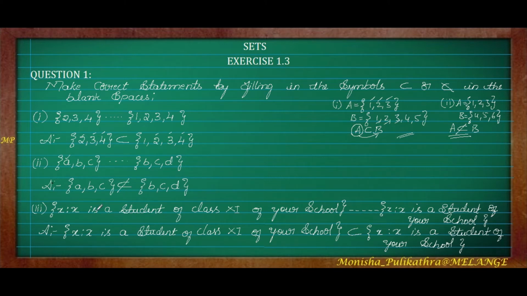Moving on to the third question. The first set is X is a student of class 11th of your school, then a blank space, and X is a student of your school. A school consists of all the students, right? In the first set they have given particularly the 11th class. So these 11th class students also belong to the students in your whole school. So a student of class 11th is a subset of a student of your school. I hope you understood this. There are a few more questions in this genre.